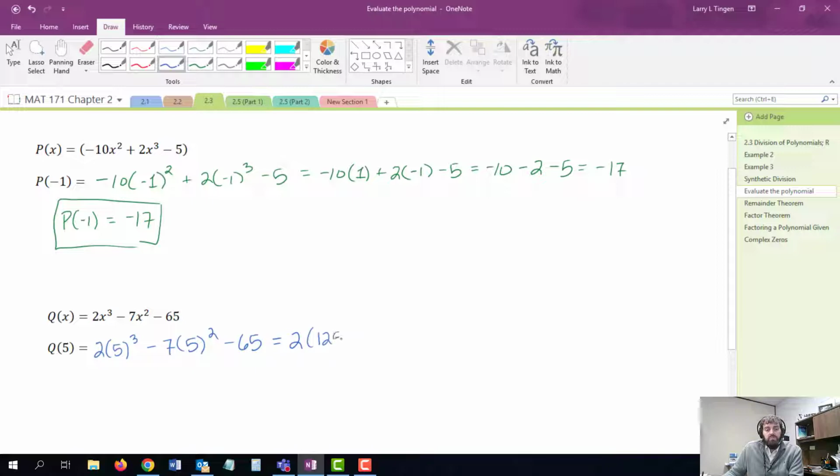So that is 5 cubed is 125. 5 squared is 25. 2 times 125 is 250. 7 times 25 is 175. 250 minus 175 is 75. And then 75 minus 65 is 10. So Q at 5 equals 10.